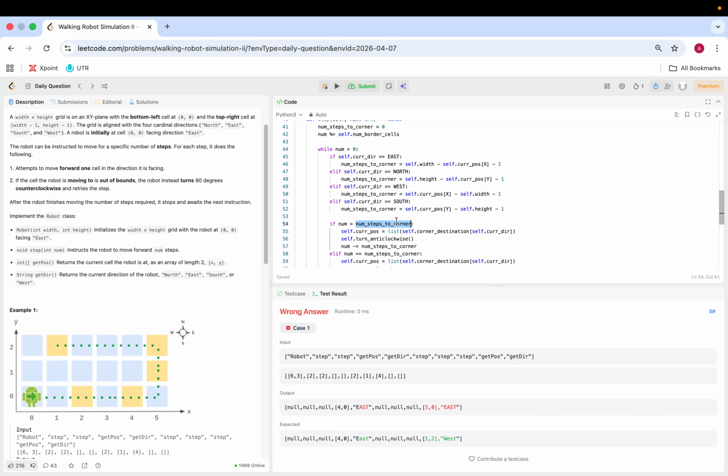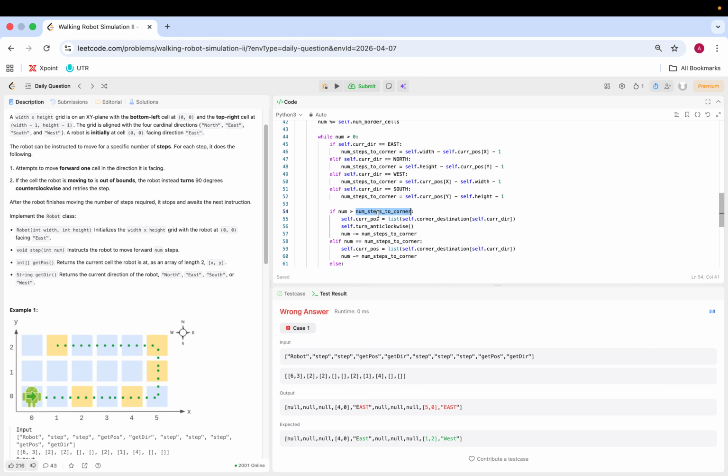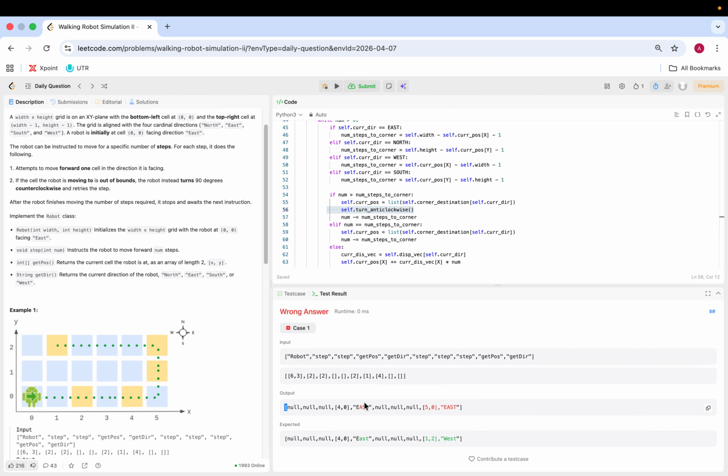So the question is, what happens when num steps to the corner is 0? Should be fine. If num steps to the corner is 0 and num is greater than 0, which will be the case, then this will just be the same thing. Then you will definitely turn anti-clockwise. It should be fine. I don't understand what's going on.